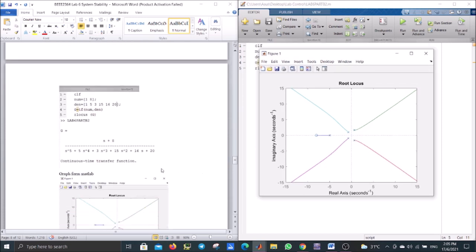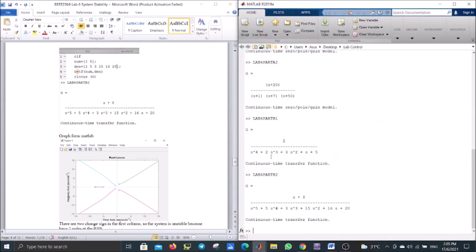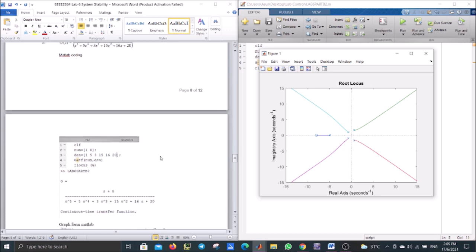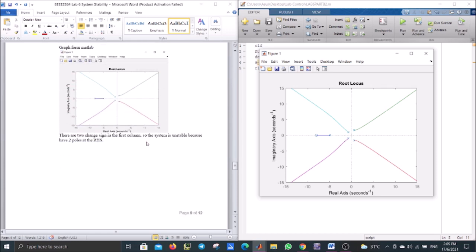As you can see over here, this is the result for part B2. Okay, I have put the part B output in the lab sheet. It is the same as the question: s plus 8 over s power 5 plus 5s power 4 and so on. Okay, and the graph I get is like this.